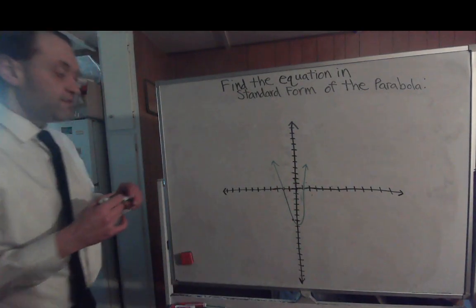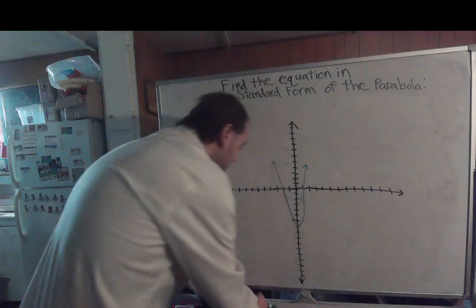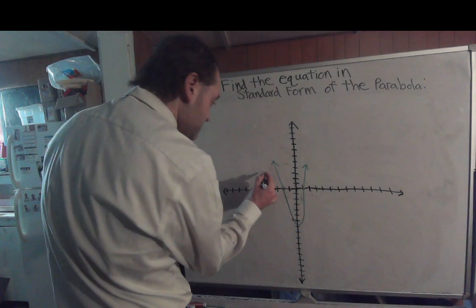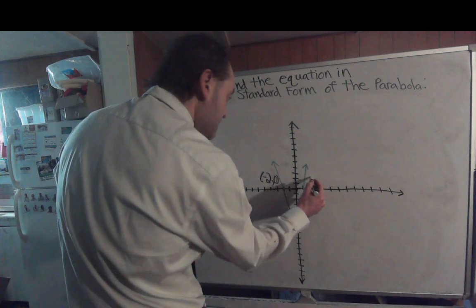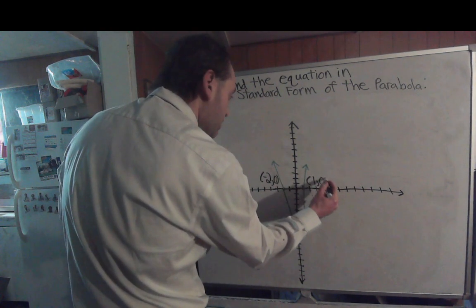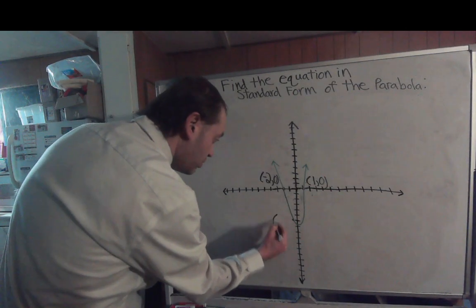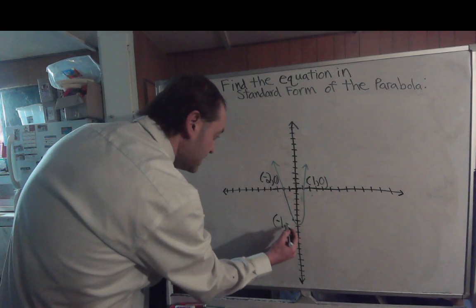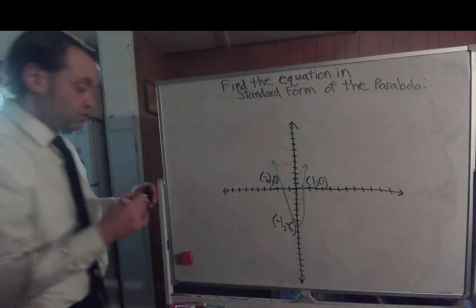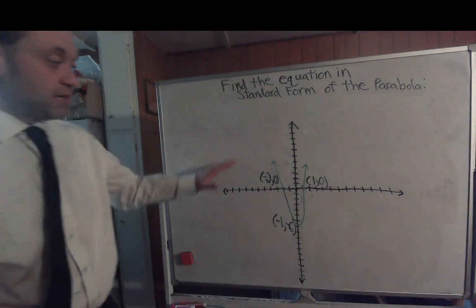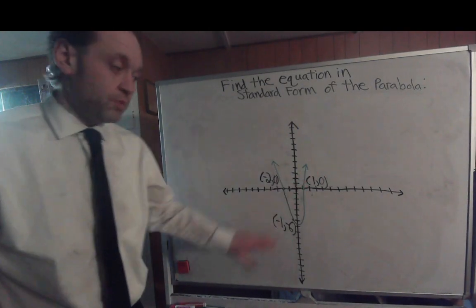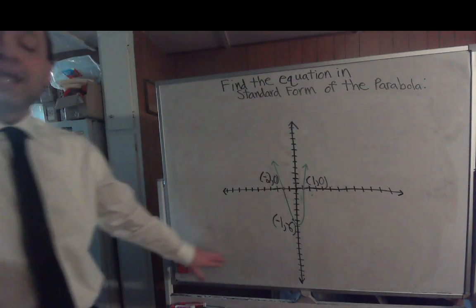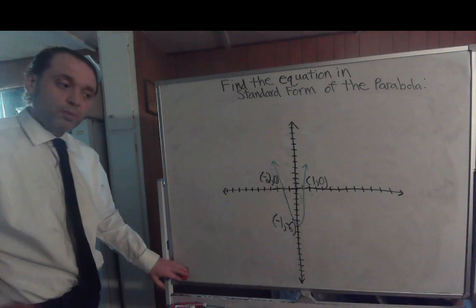Alright, so we have another parabola here. This time you got x-intercepts at -2, 0, and then at +1, 0. And it passes through the point -1, -6. So this parabola in particular, x-intercepts at -2, 0 and +1, 0, passing through the point -1, -6. What are we going to do then?